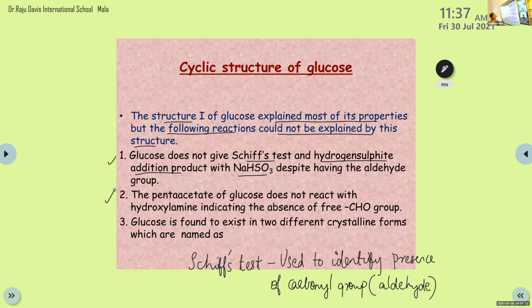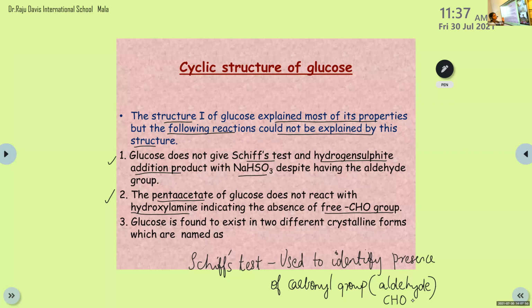Then the second reaction that could not be explained by the structure suggested by Fischer: the pentaacetate of glucose does not react with hydroxylamine, indicating the absence of a free CHO group. CHO means the aldehyde group, okay. If aldehyde is present there, it should react with hydroxylamine. But here the pentaacetate of glucose does not react with hydroxylamine. It means that the CHO group is not in a free state there.